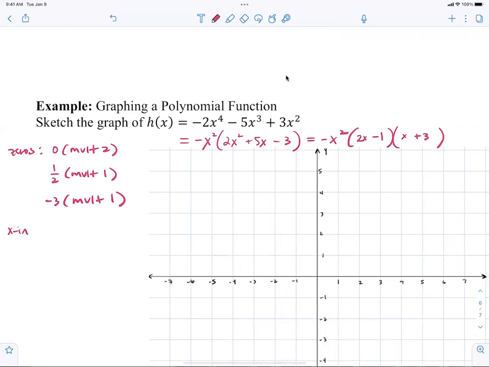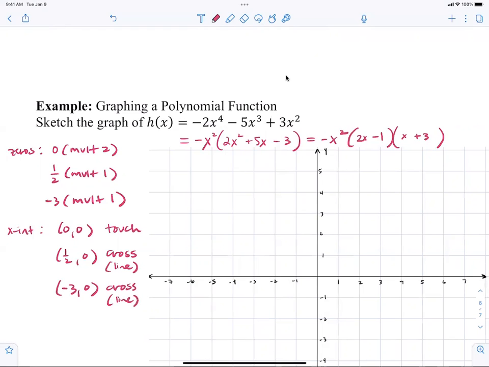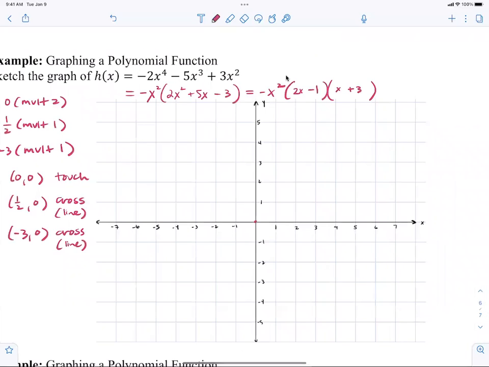So that means our x-intercepts would be 0, 0, touch or cross at 0, 0. Touch. Even multiplicity. 1/2, 0, cross. And it would cross like a line or S shape. Line. -3, 0, touch or cross. Like a line. So we can plot those points.